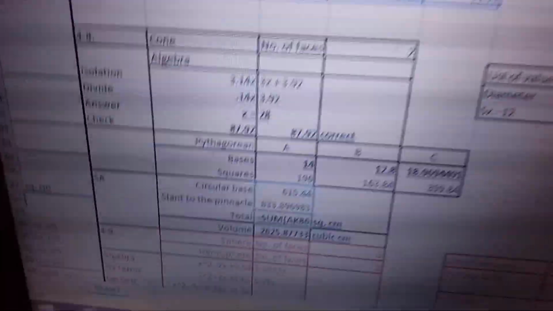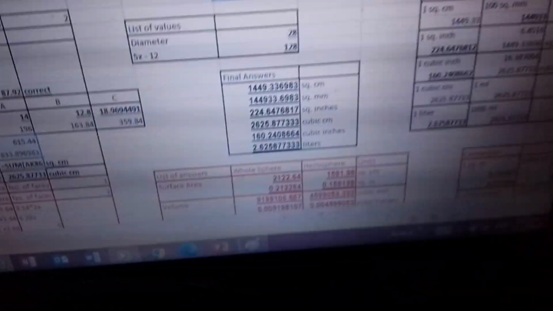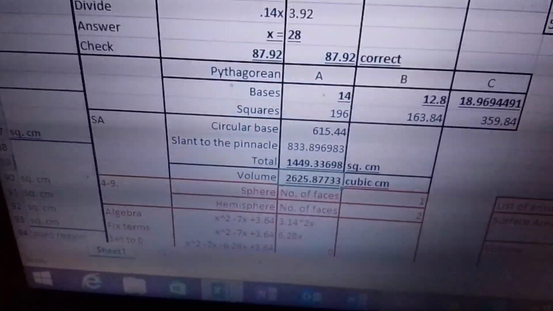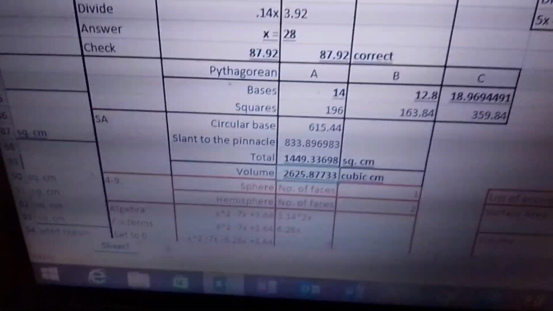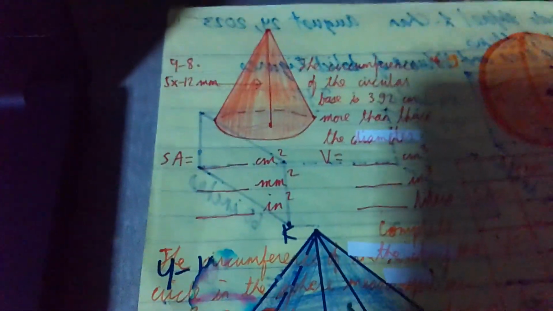Sinama ko yung dalawa, and you should get this answer. The answer is supposed to be 1,449.336 square centimeters. But, we're still not yet done. Because remember, we still need to convert that into square millimeters and square inches. But don't worry, this is kind of easy.